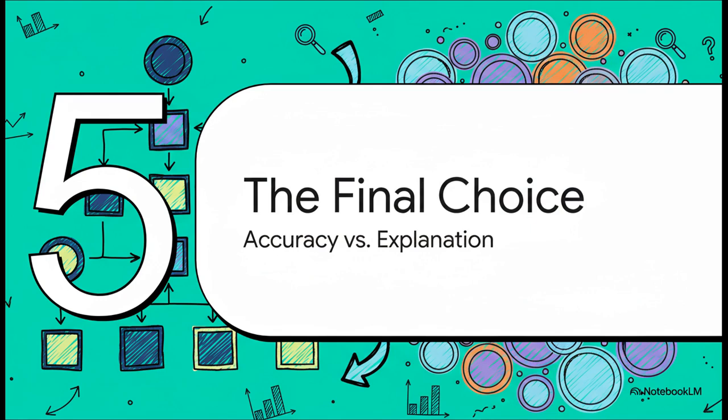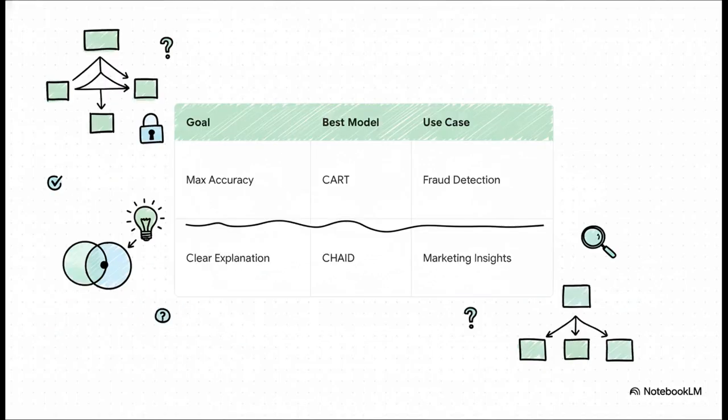And that brings us right to the final and maybe the most crucial decision an analyst has to make. This isn't just about which algorithm is better on paper, it's about a fundamental conflict between two very different goals. So the whole thing boils down to this. What is your number one objective? If you need the absolute highest accuracy possible, and you honestly don't care how the model works, like in an automated fraud detection system, you go with a powerhouse like Hart.